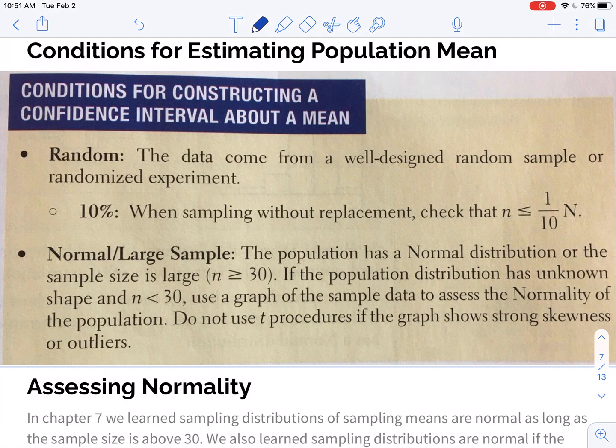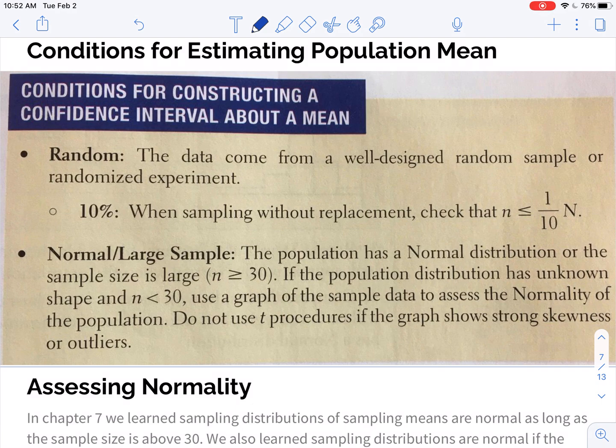All right, so we've got some conditions for constructing a confidence interval about a mean. The first two are things that should be very familiar at this point. This should just always be assumed. Number one, it should be from a well-designed random sample. If we're not doing random sampling, we can't estimate the true population. It's always got to be a random sample.